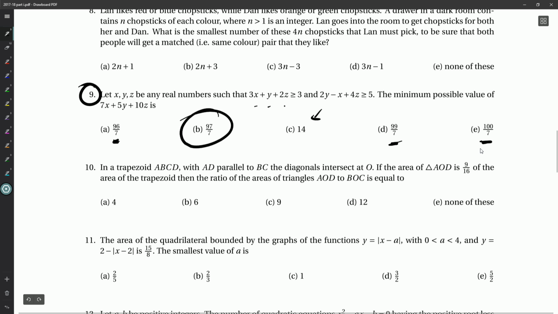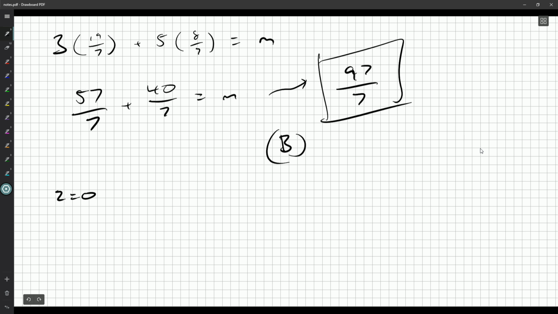We don't really need the z in here, because you could just rename y plus 2z as w, and you'd have 3x plus w greater than or equal to 3, and minus x plus 2w greater than or equal to 5. So you don't actually need the z's, and we're just going to use y. So 3x plus y needs to be equal to 3, and minus x plus 2y needs to be equal to 5, to show that the minimum can be achieved.